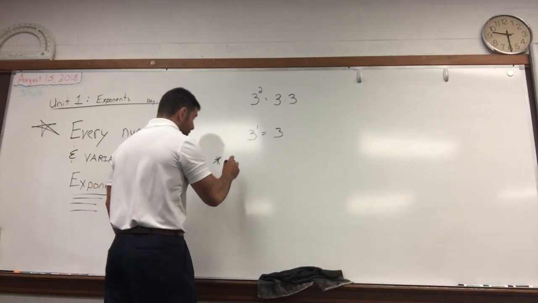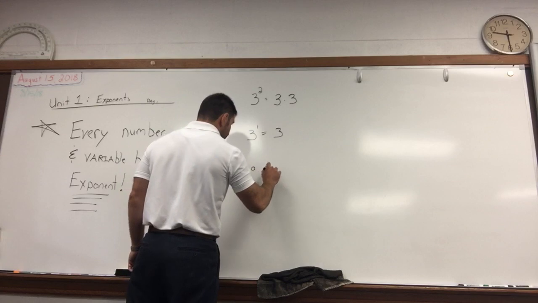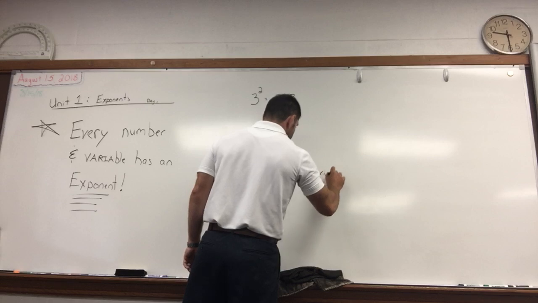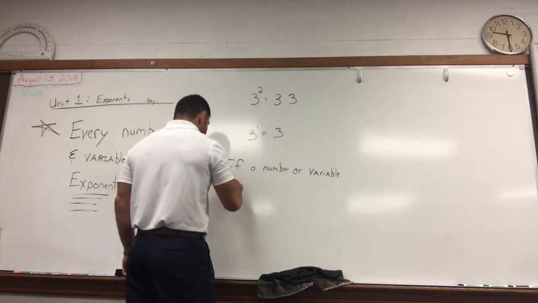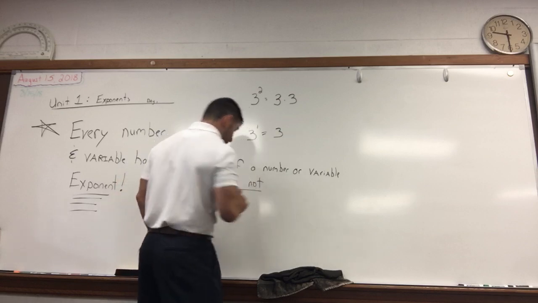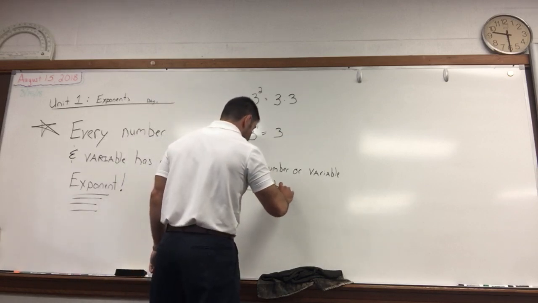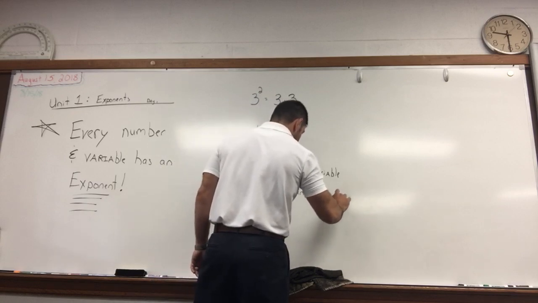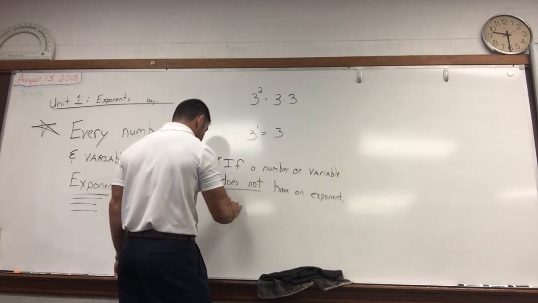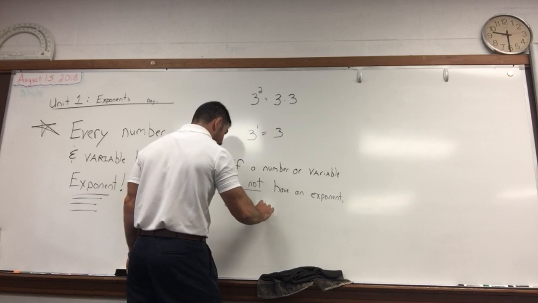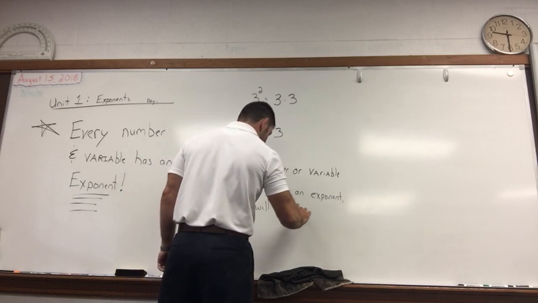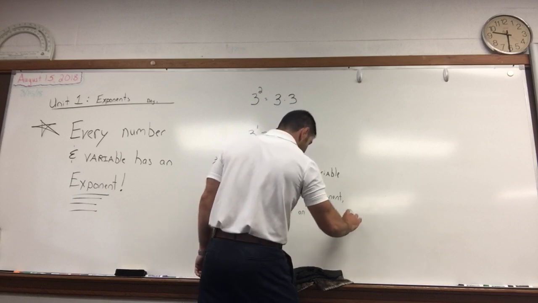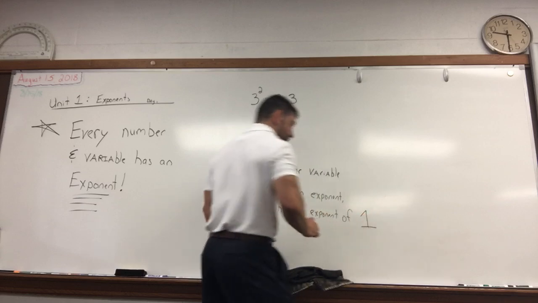So, another star. If a number or variable does not have an exponent, then it will have an exponent of 1.